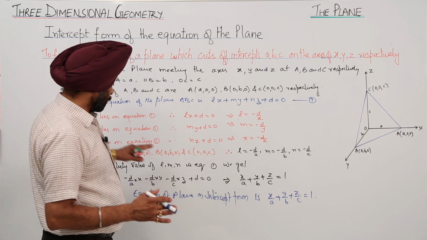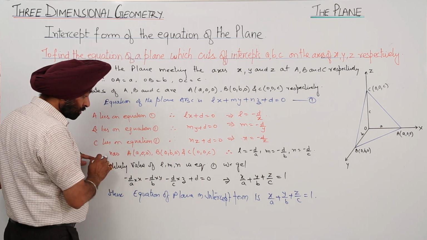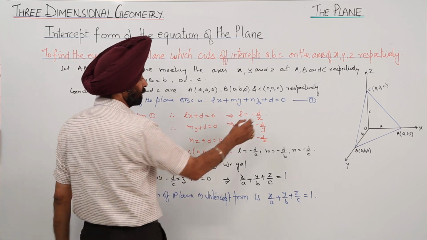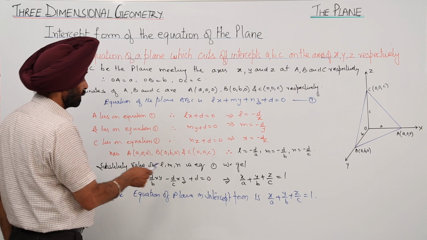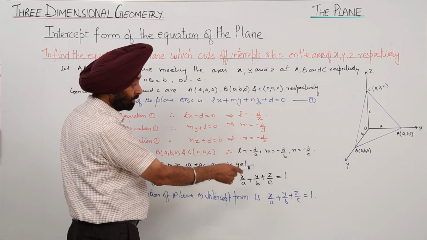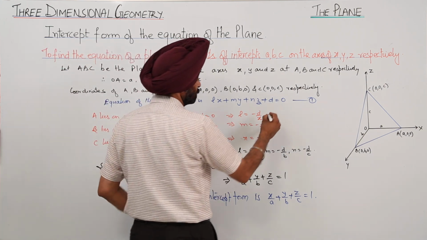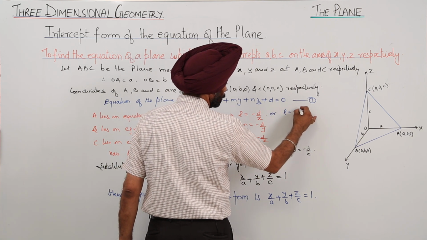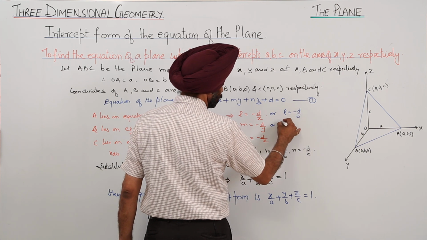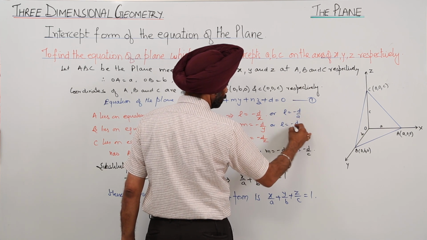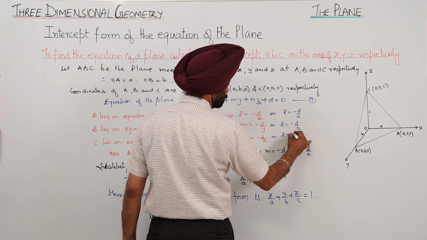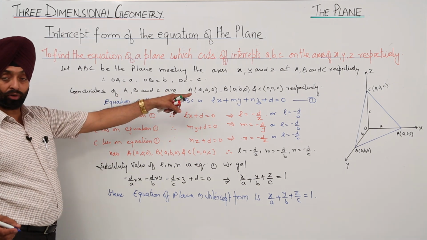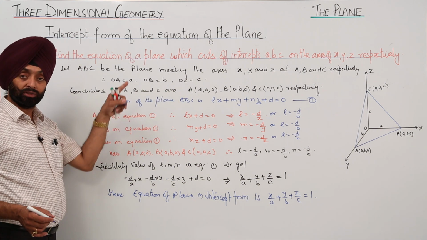Now if you don't want to write this line, then directly you can write L is equal to minus D upon a, or M is equal to minus D upon b, or N is equal to minus D upon c, as we have already written that these are the coordinates and the plane passes through these points.